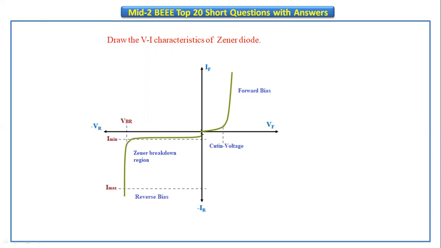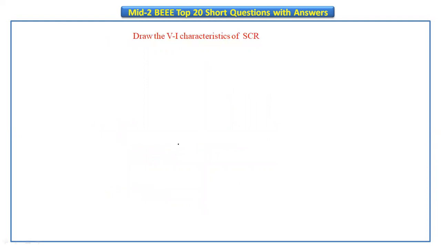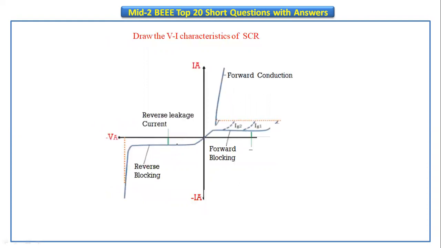In the reverse bias characteristics, up to this voltage, a small leakage current flows. After this, if the voltage increases beyond this breakdown voltage, current increases drastically. This region is called as a Zener breakdown region, and it is the reverse bias characteristics, and it is the reverse voltage, and it is the reverse current. Next, draw the VA characteristics of SCR.